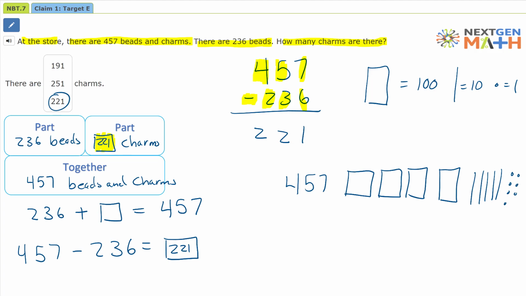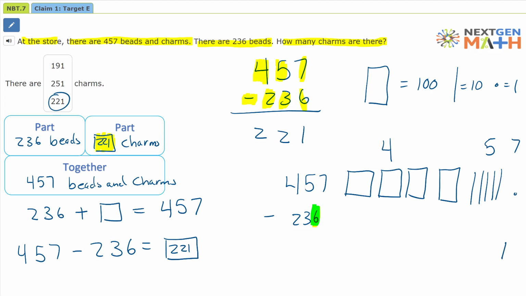So this represents 457. Now what we're going to do is remove or subtract 236. Let's focus on the ones. We're going to subtract 1, 2, 3, 4, 5, 6. Those are the 6 ones we're going to subtract. So there they go. They're gone. So now we're left with 1 one.